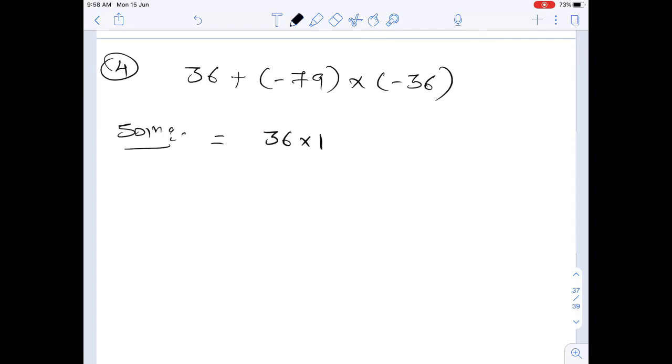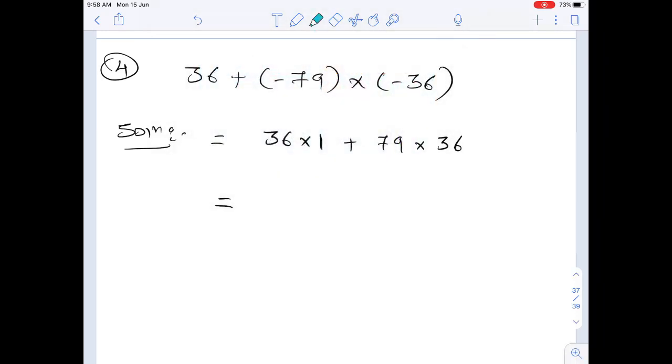Then plus, now this minus into minus, only the signs we are multiplying, we are not going to multiply the numbers. Why are we multiplying? Because they both have the same sign, so to make it positive we are multiplying. So what will you get? 79 into 36. Equals to, now again our regular procedure, that is what we are going to do, remove the common from this one.